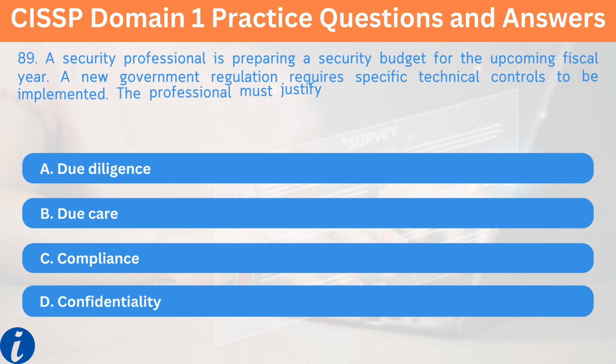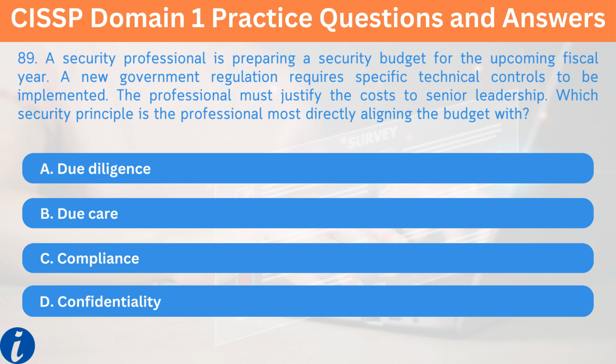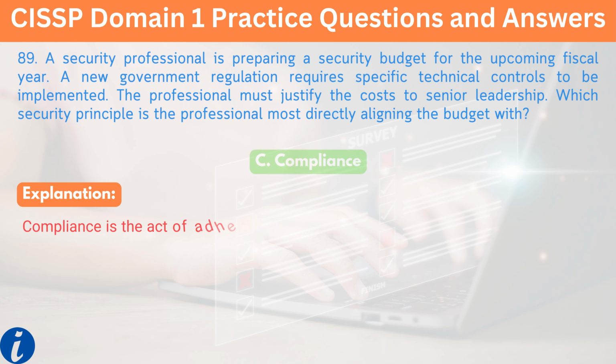89. A security professional is preparing a security budget for the upcoming fiscal year. A new government regulation requires specific technical controls to be implemented. The professional must justify the costs to senior leadership. Which security principle is the professional most directly aligning the budget with? A. Due diligence. B. Due care. C. Compliance. D. Confidentiality. The correct answer is C.